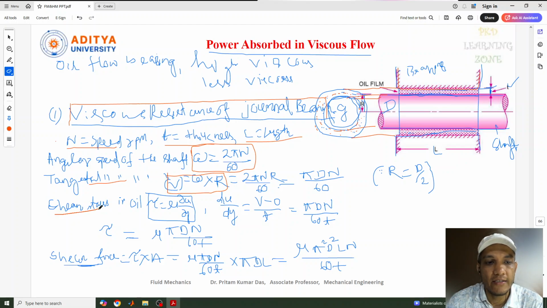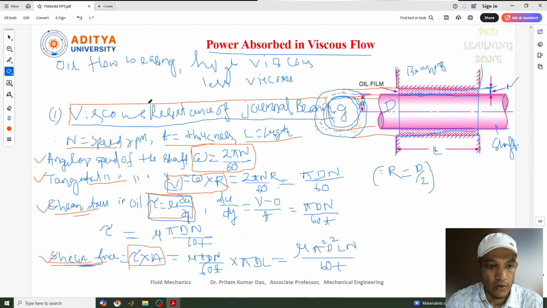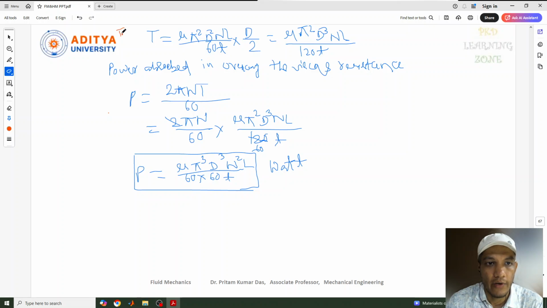Next, shear stress: we know Newton's law of viscosity, that is tau equals mu into du by dy. And from there again the shear force. So first, second, third, then the shear force. Shear force we can write as shear stress into area. Next is torque. This is the shear force. Then we came to torque here. This is the fifth one. And finally, the sixth one, that is power required. So the formula is 2 pi n T by 60, power required.